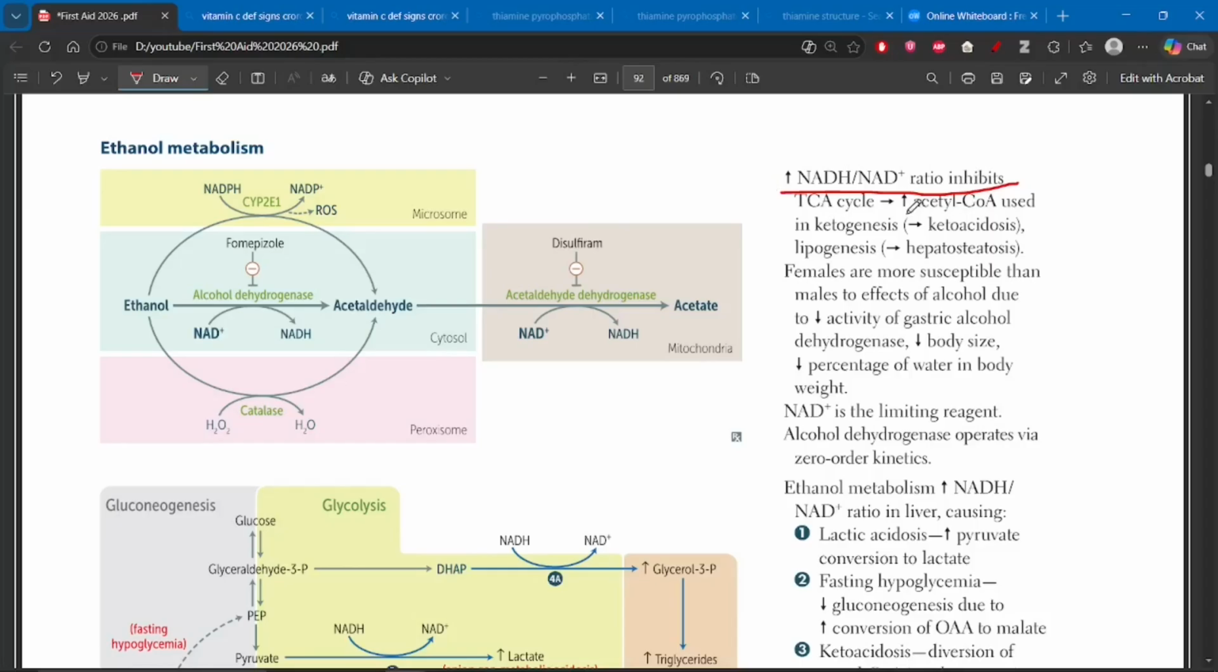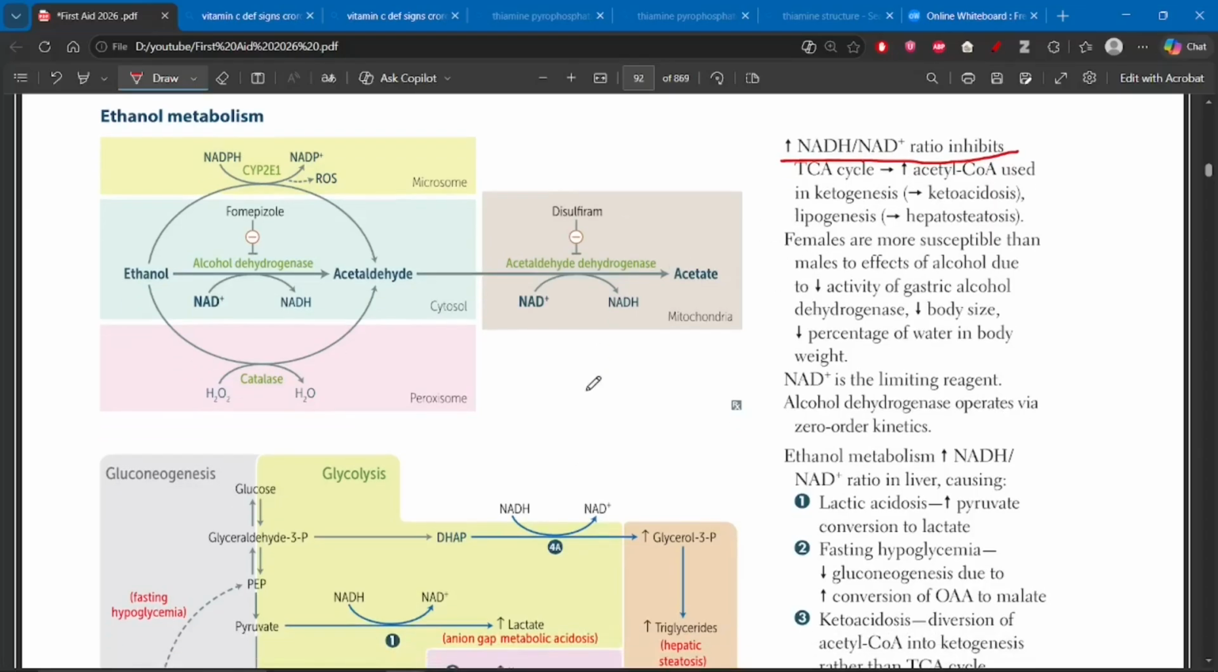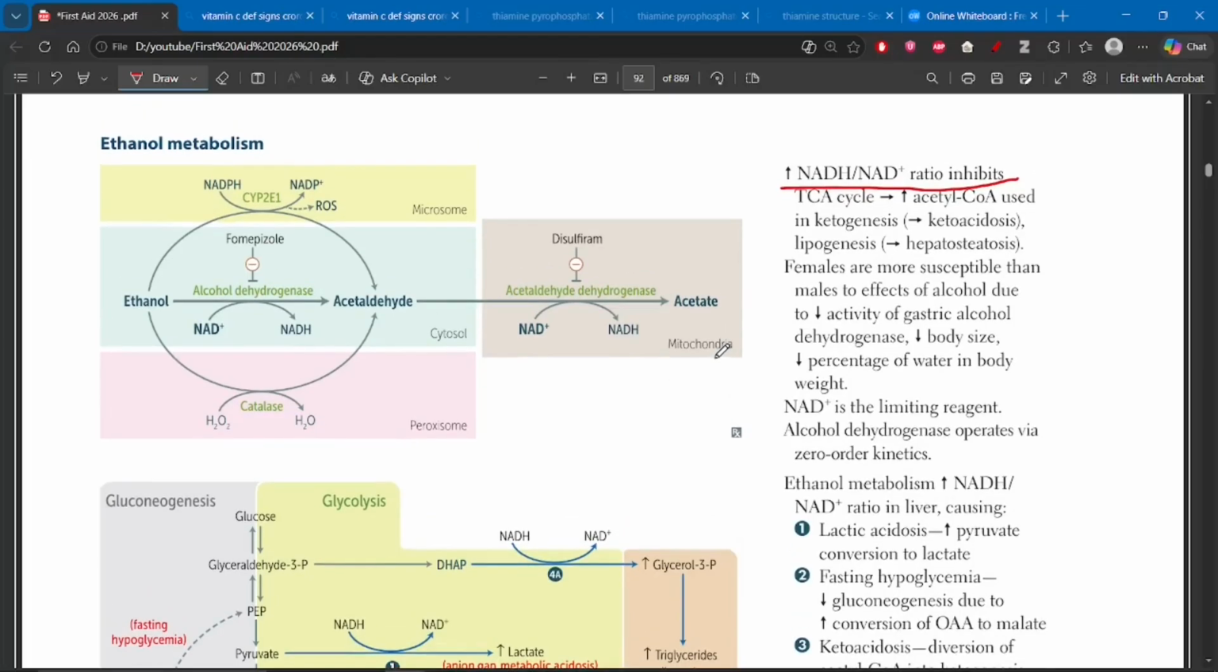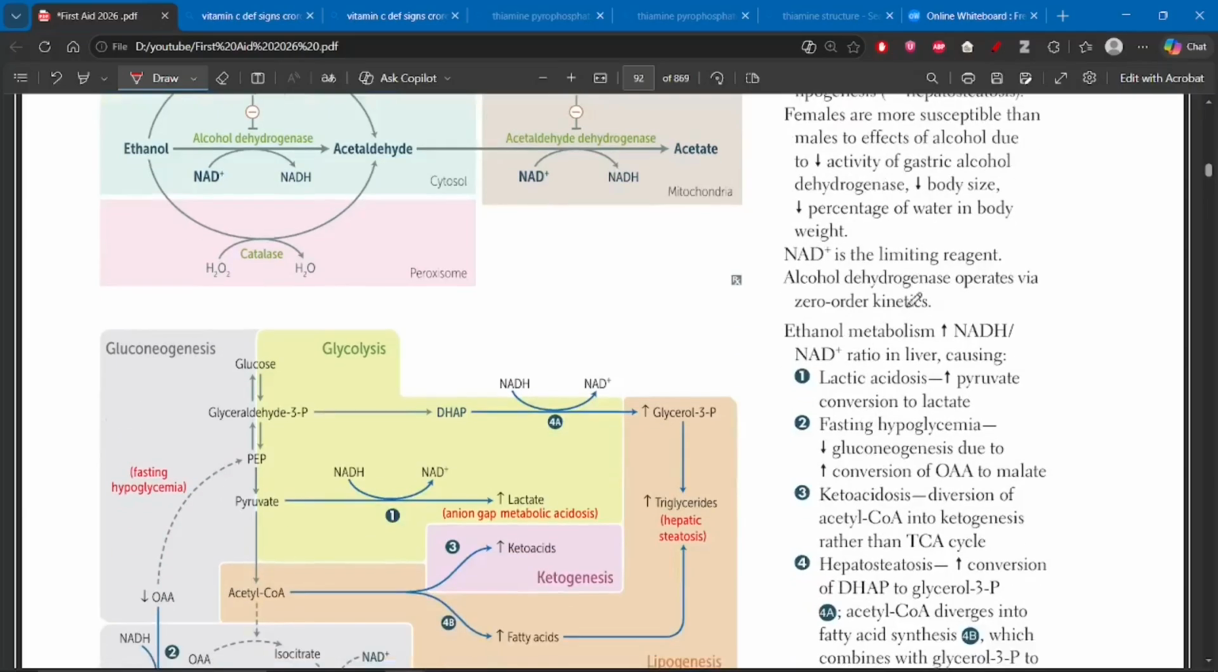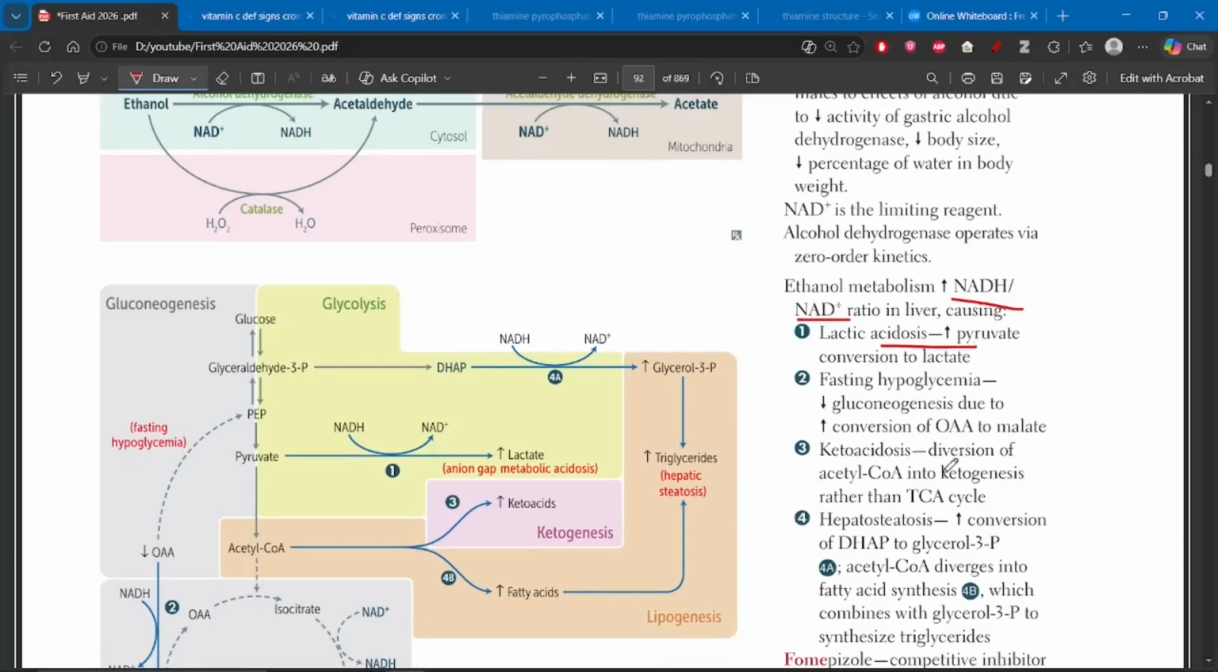When there is an increased NADH/NAD ratio, which means that chronically when you intake alcohol, metabolism of alcohol increases the NADH/NAD ratio. When you take more alcohol, it increases the NADH/NAD ratio. So what does this lead to? This can lead to lactic acidosis. This can lead to fasting hypoglycemia.